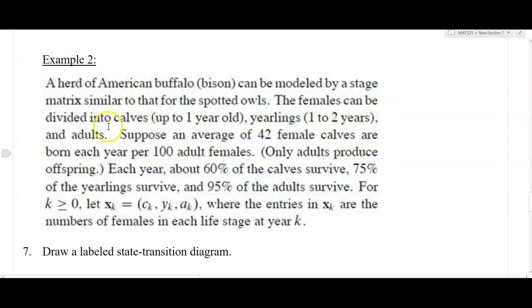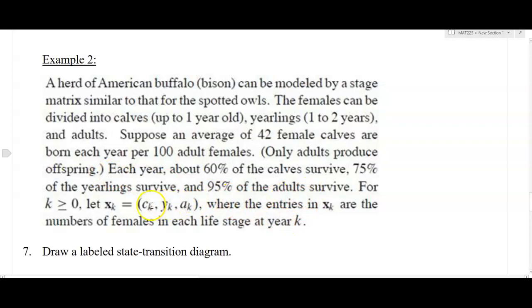So basically every year, calves are going to become yearlings. They can't stay calves because that's up to 1 year old. And then every year, yearlings, the ones that survive, well, that's just from time 1 to 2, so at time 2 they become adults. Suppose an average of 42 female calves are born each year per 100 adult females. Only adults produce offspring. Each year, about 60% of the calves survive, 75% of the yearlings survive, and 95% of the adults survive.